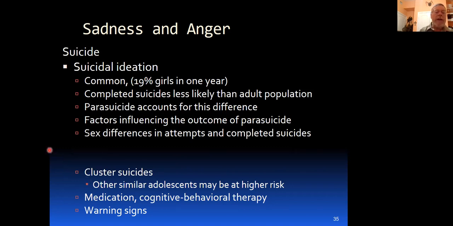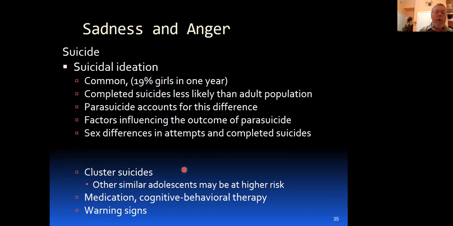One of the things you also encounter with adolescents more commonly than other age groups would be cluster suicides. So one adolescent takes their life and others of a similar group are at higher risk of doing that. There was a situation where an honor student a few years ago committed suicide. Several other honor students followed suit shortly thereafter.